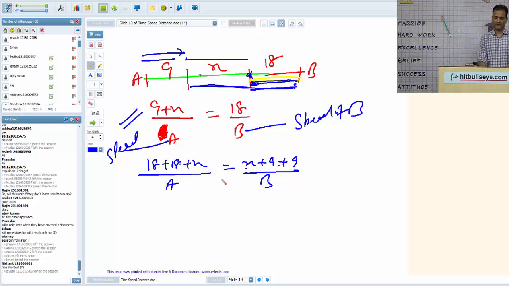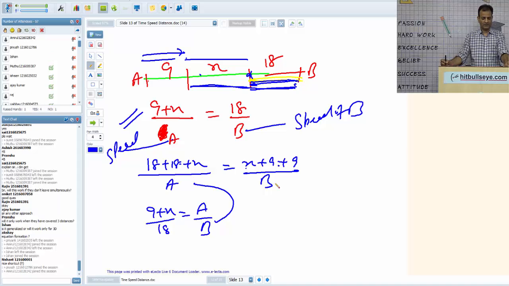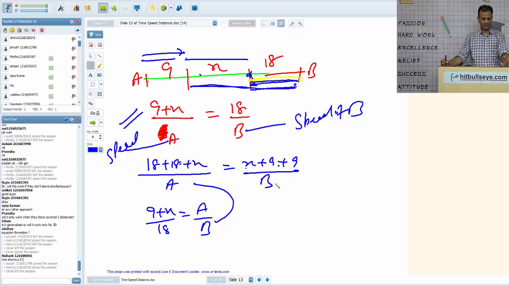And now you have to put A and B over here. Here, 9 plus x over 18 is equal to A by B, and you will put values of A and B here, and you will make a quadratic equation, and after that you can find the values. It will be a very lengthy process. Clear, friends? After that you have to solve. I think that you can solve this.